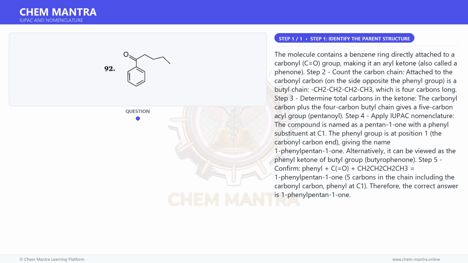The molecule contains a benzene ring directly attached to a carbonyl, C=O group, making it an aryl ketone, also called a phenone.